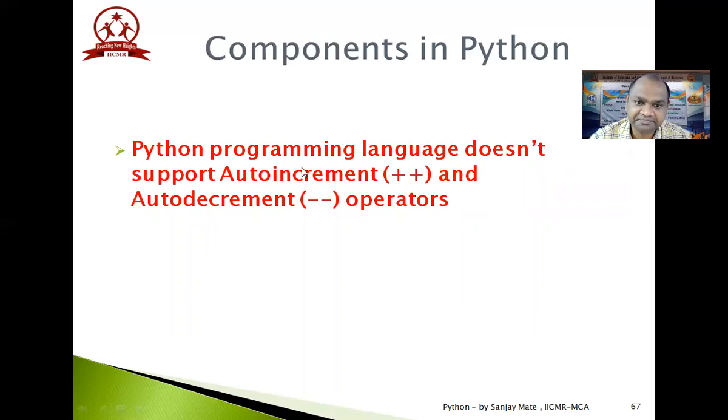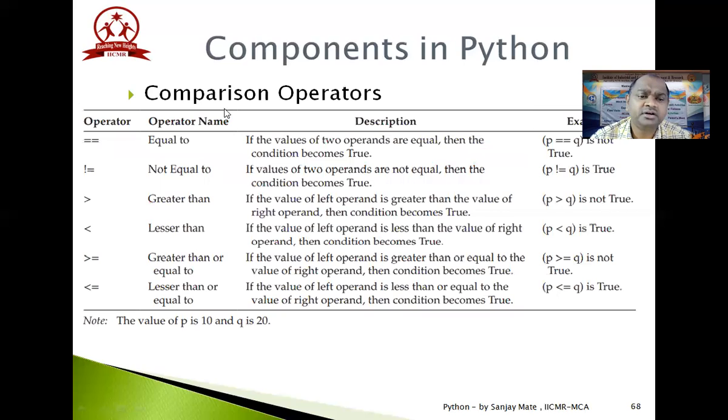Increment operator or decrement operator, unary increment and unary decrement, is not provided by Python. So there is no post increment, pre increment, post decrement, pre decrement unary operator, which we were using in the previous languages C, C++, and Java, that is plus plus, minus minus. That is not in Python. Very important.